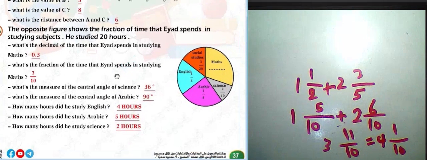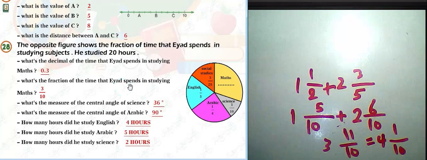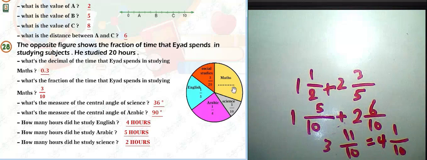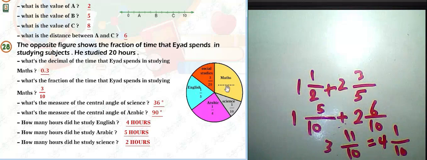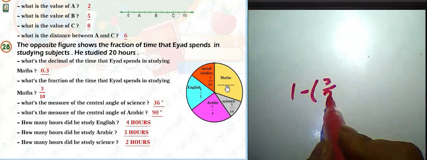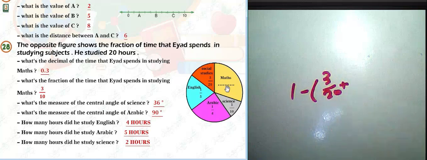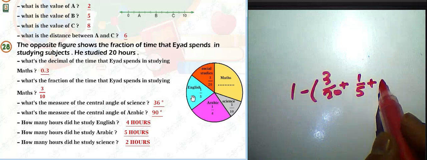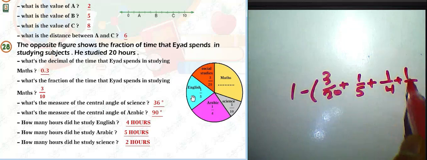Question 28. The opposite figure shows the fraction of time that Iyad spent studying each subject. He studied 20 hours. What is the decimal fraction that Iyad spends studying math? We can find the result by adding all fractions and subtracting the result from 1. Okay, look here: 1 subtract 3 over 20. We must add all fractions here, and 1 over 5, and 1 over 4, and here 1 over 10.